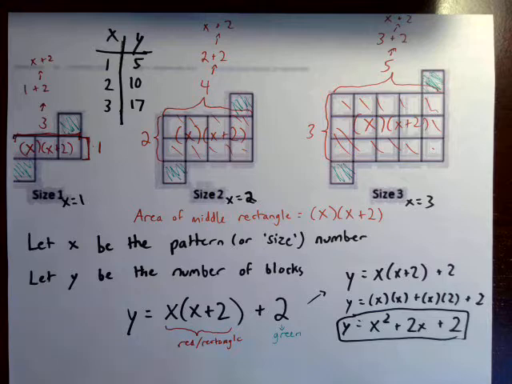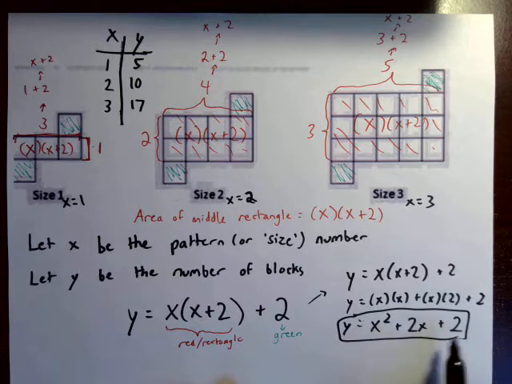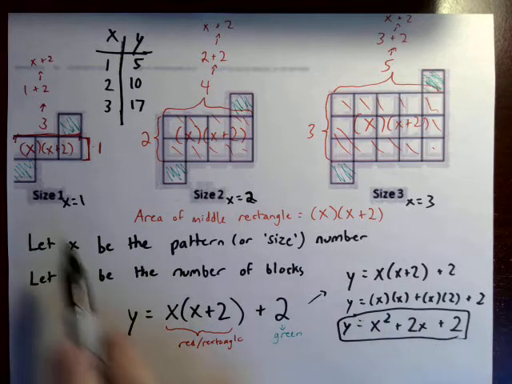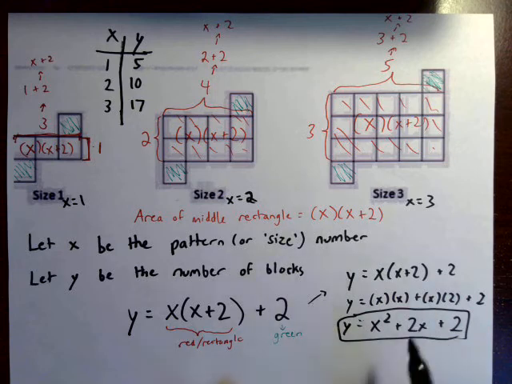And then you could always just go back and double check that it actually worked. So if x was 1, that would be 1 squared plus 2 times 1 plus 2. Does that give us 5? Yes, it does. What if it's 2? We have 4, because 2 squared is 4, plus 2 times 2, that's 4 again, so that's 8, plus 2 is 10. Do we have 10? Yes, we do. So we also have verified.